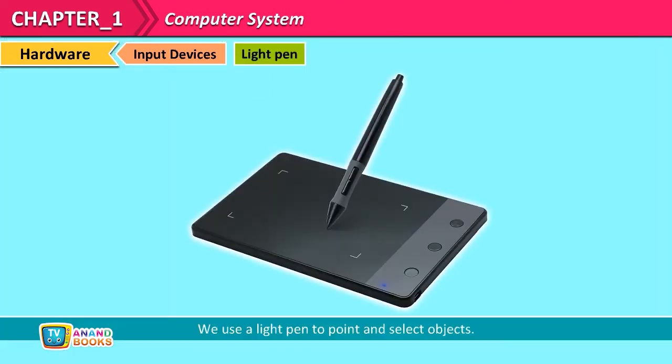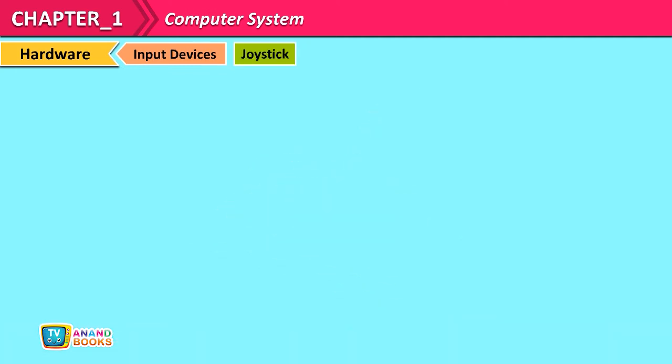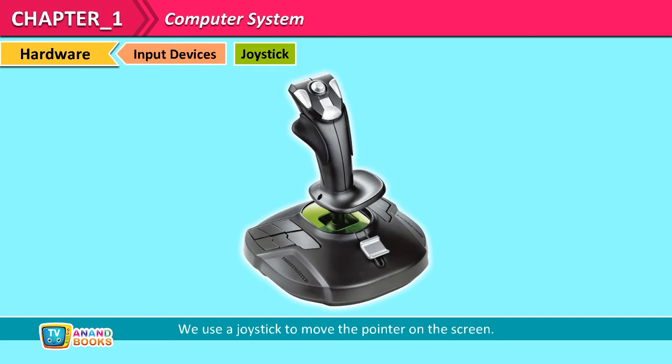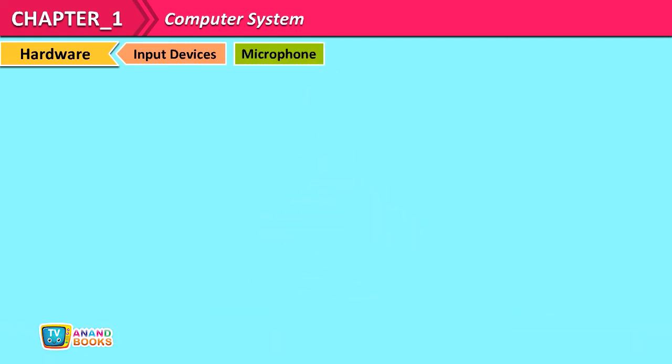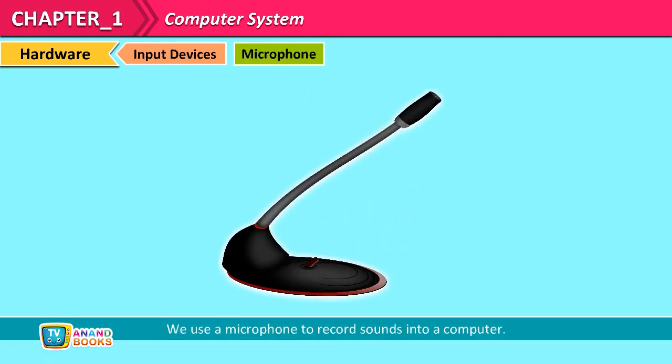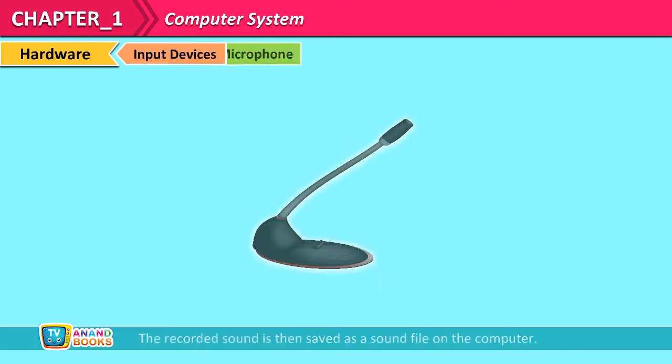Light pen. We use a light pen to point and select objects. Using a light pen, we can also draw outlines and color directly on the screen. Joystick. We use a joystick to move the pointer on the screen. It is mainly used while playing games. Microphone. We use a microphone to record sounds into a computer. The recorded sound is then saved as a sound file on the computer.